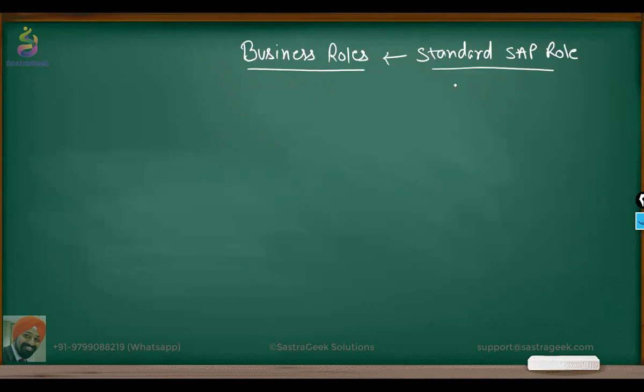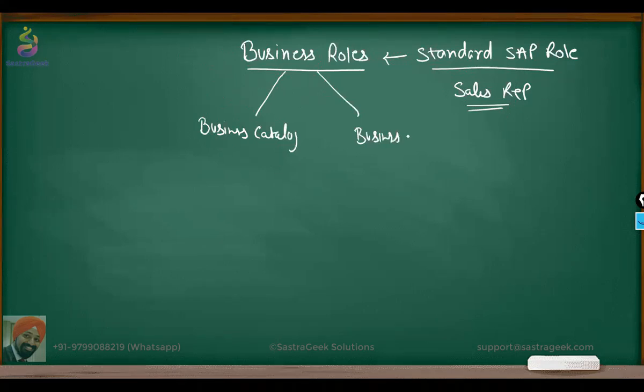So there would be a sales representative role. As per SAP, under the sales representative, what application access would be there, SAP would be providing. So SAP would be coming with the business roles, then SAP would be coming with the business catalogs and business groups. So role has been created, business catalog has been created, business group has been created.